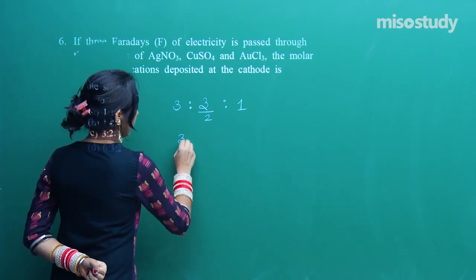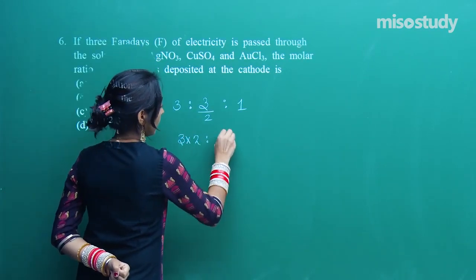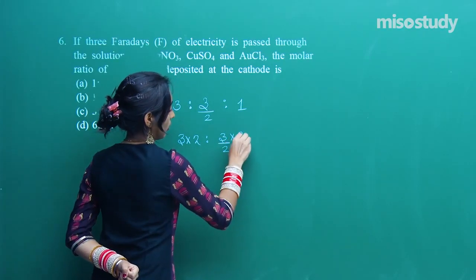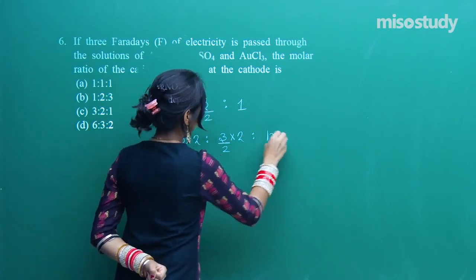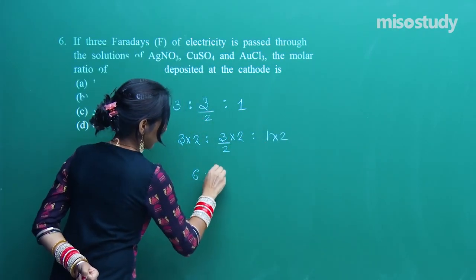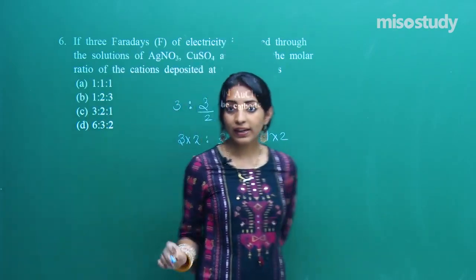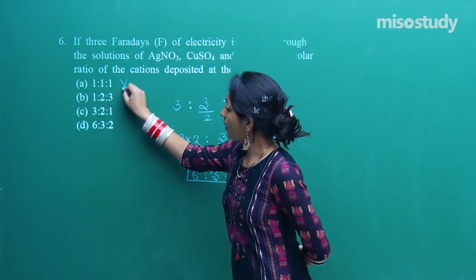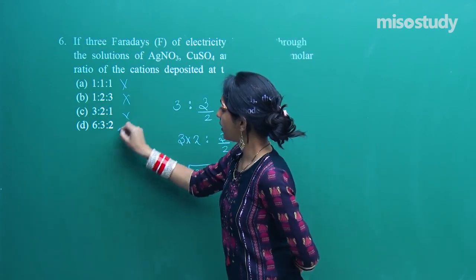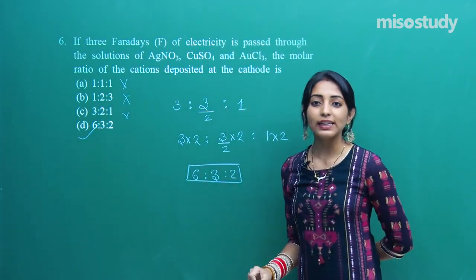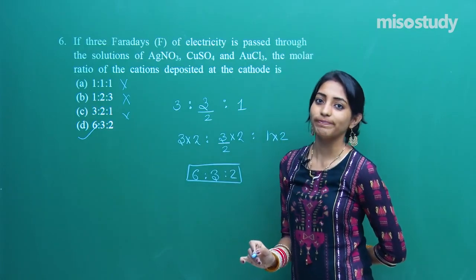So let's do one thing, let's multiply the whole thing by 2. So what will you be getting? You will be getting 6 ratio 3 ratio 2. Clear? Let's check out the options. We have this 6, 3, 2. So option number D is the correct option for this question.